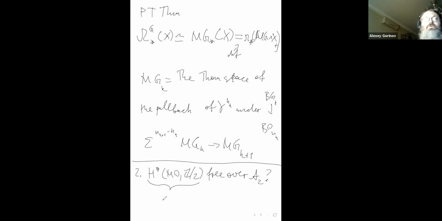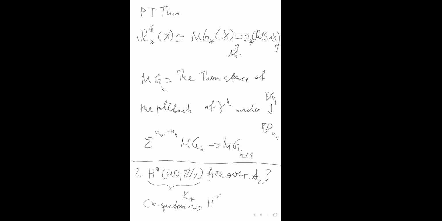Okay, so first of all, let's review this thing. Suppose we have a CW spectrum. There are two ways to define the cohomology of the spectrum. Это мы определяли.